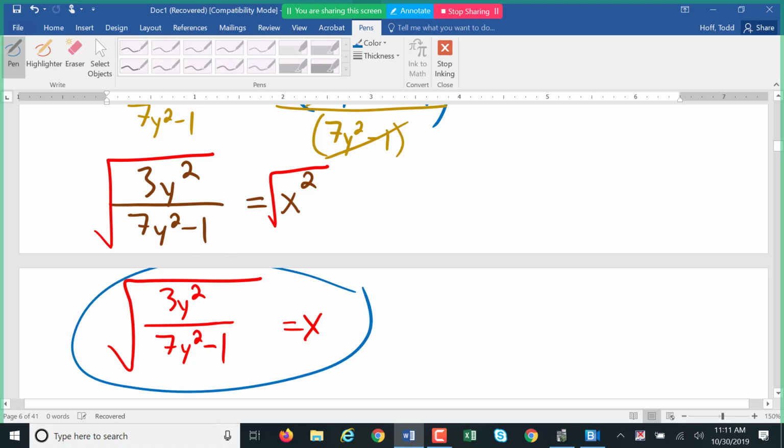Now I realize that is not a pretty solution for X, but it is a usable solution for X. If this were a system of equations, now we would be able to substitute that back in for X in the other equation. Hopefully the other equation involves some sort of an X squared.